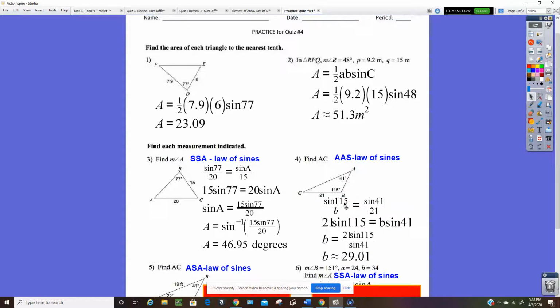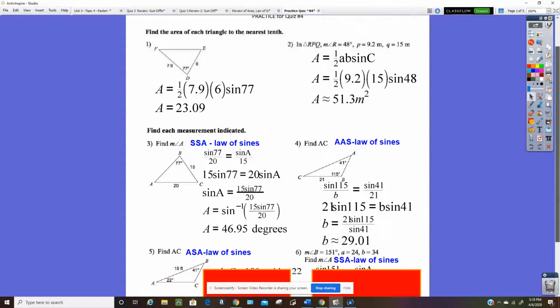Number 4 is angle side, so you're going to use the law of sines for that one. Sine of 115 over b equals sine of 41 over 21, cross multiply. Solve for b there. You get b is equal to 29.09. That's the same as side AC.